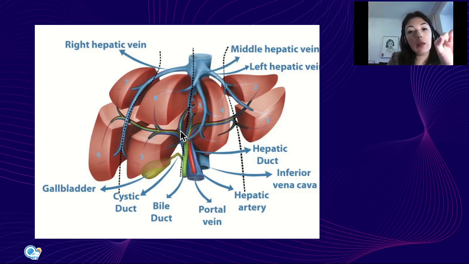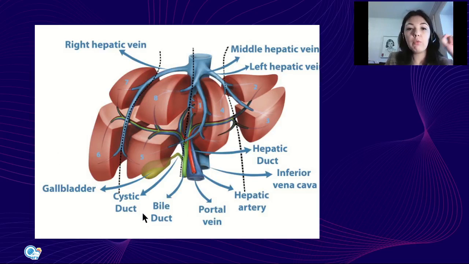And the right and left hepatic ducts form, at the porta hepatis, the common hepatic duct, where the cystic duct from the gallbladder joins. So for branching of the proper hepatic artery, portal vein and bile ducts, such a pattern is specific.